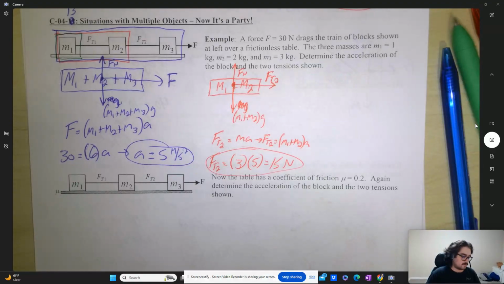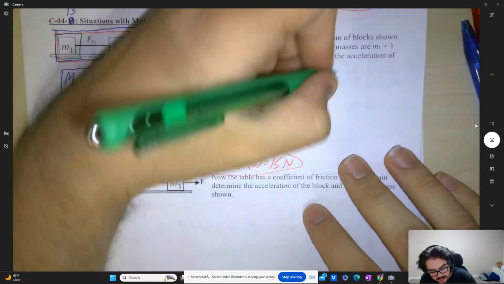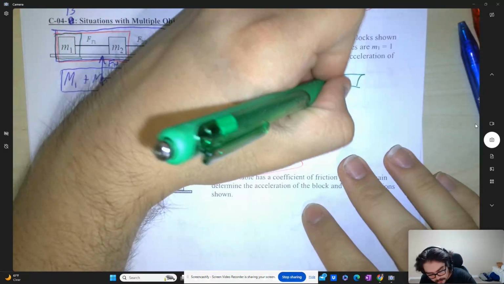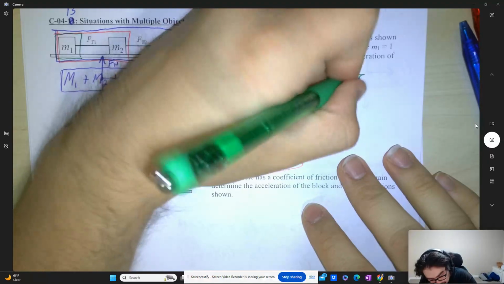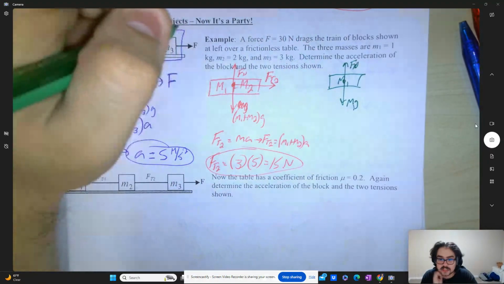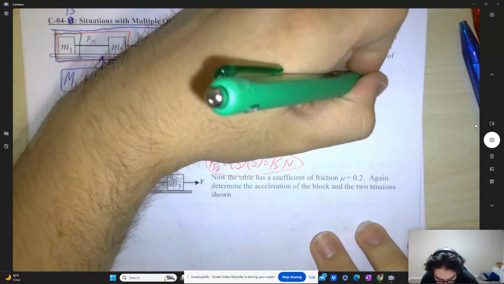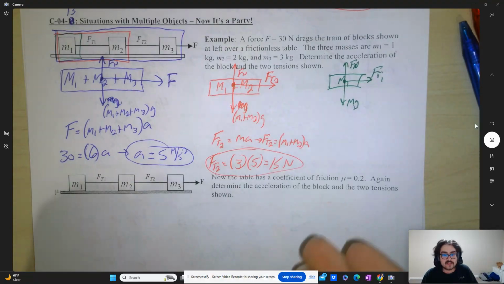Okay, so then the last system is just m1 all by his lonesome. Okay, and that's got normal force, okay, that's got mg, maybe just m1g, okay, and that's got the tension, Ft1, on it, okay? It's the same darn thing.